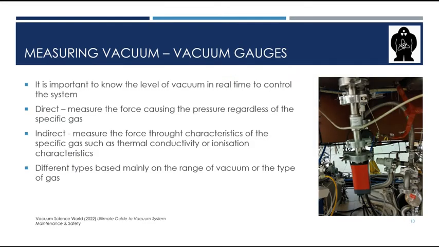Another vital part of every vacuum system is the measurement of vacuum, which is done with vacuum gauges. It is very important to know the level of vacuum in the system at all times to monitor the system and to react to the changes in pressure. There are two main types of gauges, direct and indirect. Indirect gauges rely on specific characteristics of the working gas, while direct gauges use other methods.